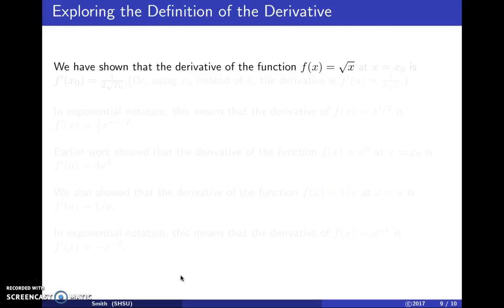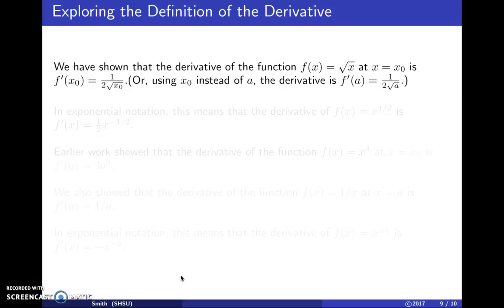We've shown that the derivative of the square root function at x naught is this expression, or if you want to go back and use a's instead, the derivative at a is 1 over 2 square root of a. In exponential notation, this means that the derivative of the square root function is 1/2 x to the minus 1/2. Turns out there's a pattern here, and we'll talk about that in the next lecture.